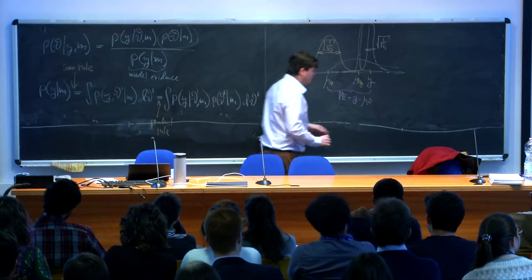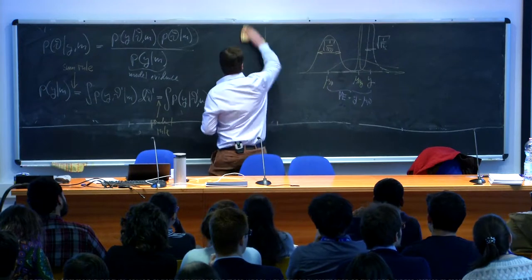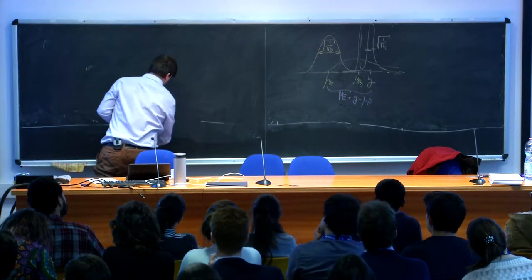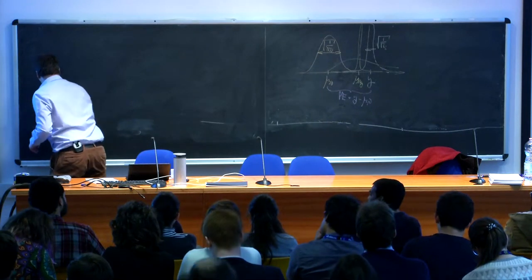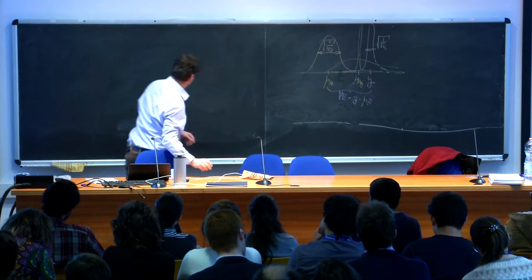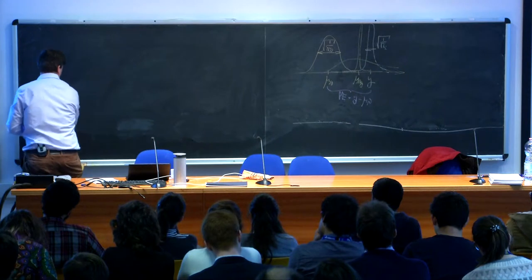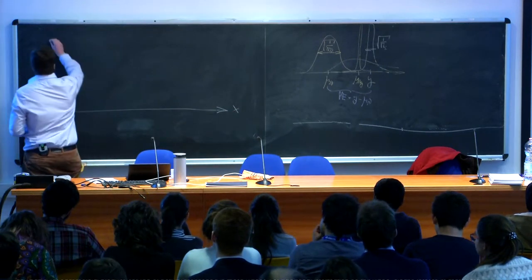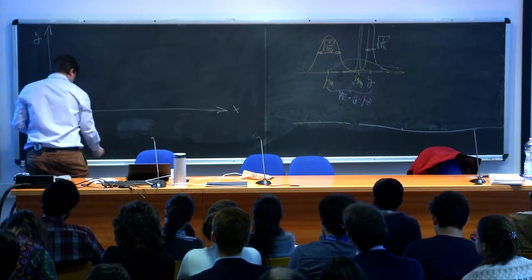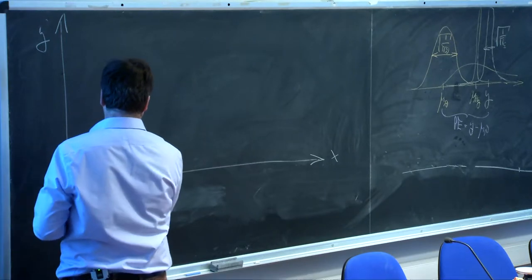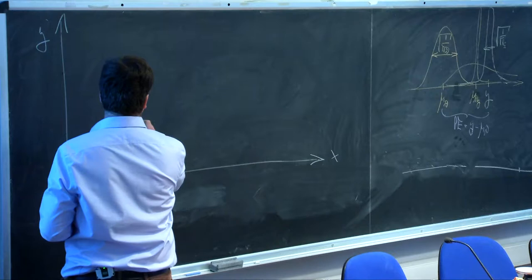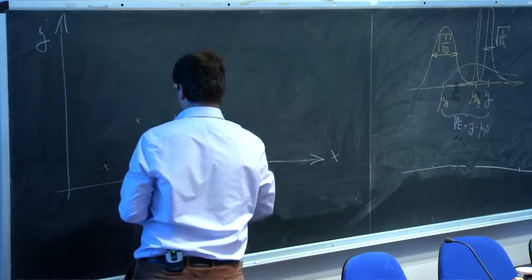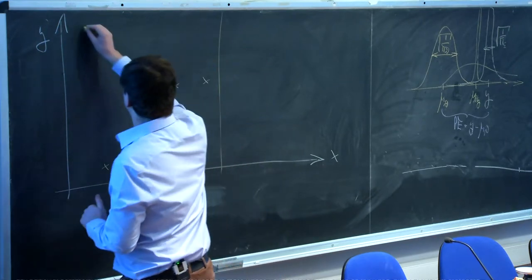Let me just draw a picture of overfitting. So here is our horizontal axis. Call that X. Call this Y. And now let's make some observations. Here, this is an observation. This is an observation. This is an observation. All of our observations have been in this region here.